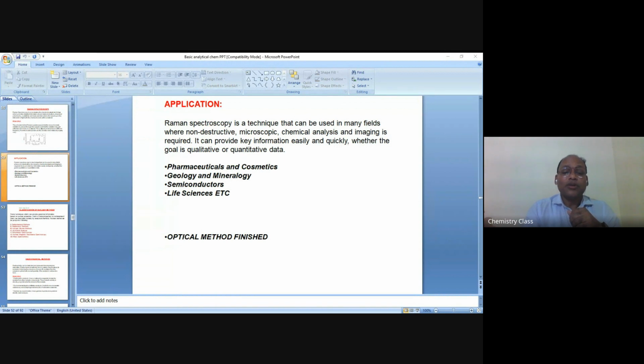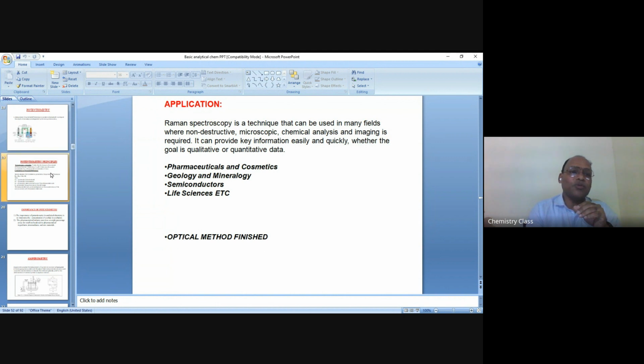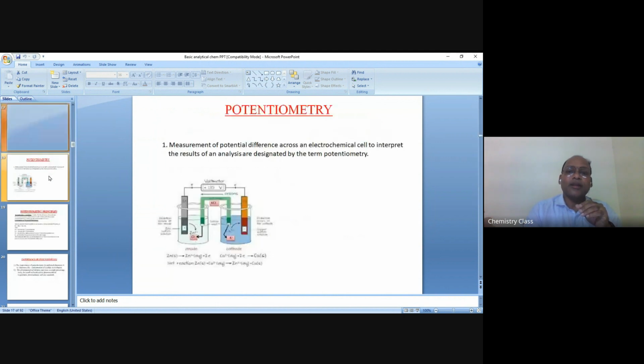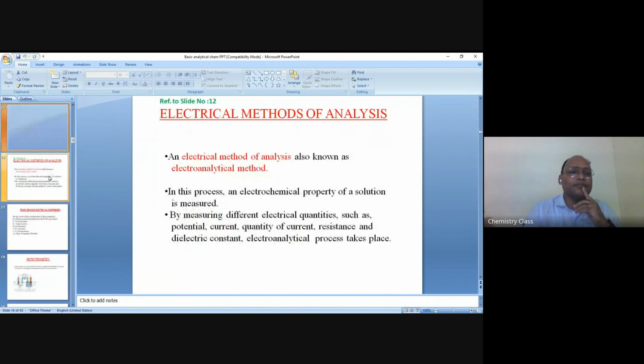Okay. Now, this optical method is finished. So if you go to slide number 12, as per the initial plan we have slide number 12. Okay, just a second, let me go to slide number 12.